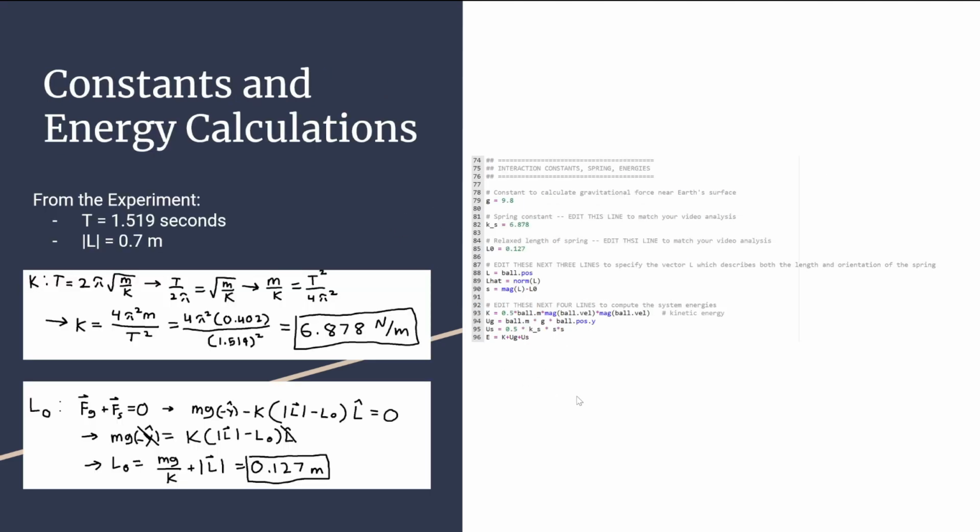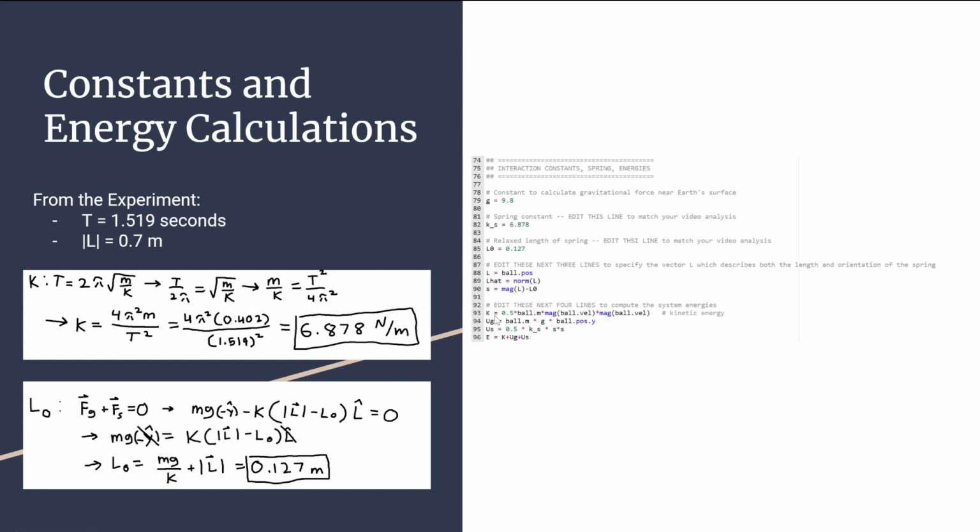Over here is our constants and energy calculations. So first we have the gravitational constant, which is standard on Earth. We have the spring constant, which we calculate using the period. We use the equation T = 2π√(m/k) to solve for k, because we have the period from our experiment, which we found to be 1.519 seconds. And then similarly, we use that value of k, we plug it into this equation, which represents our initial stage before the ball was lifted and left to swing. So that leaves us with our rest length being 0.127 meters, which we input here. And here is just the spring variables based off of this equation.